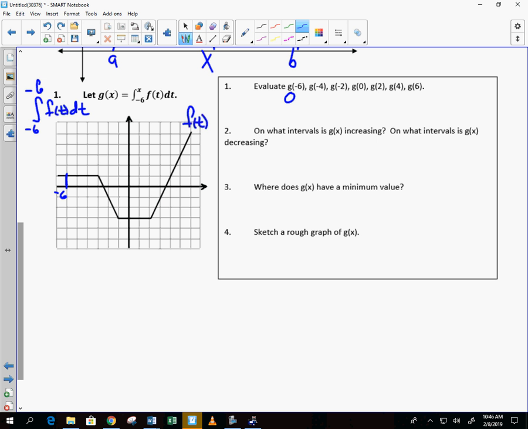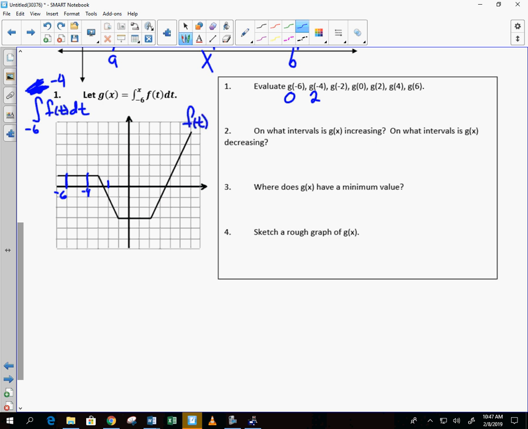Suppose I change the x value, instead of a -6 there, suppose I change it to a -4. How much area have I accumulated there? 2 units. Is everybody okay with that? Now I'm going to continue to move. I'm going to move off to the right. I'm going to do -2.